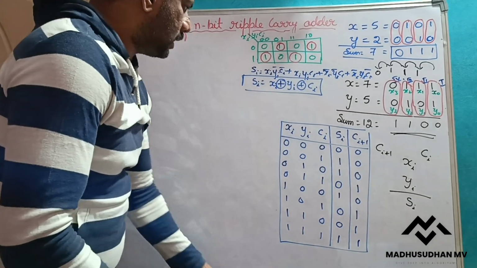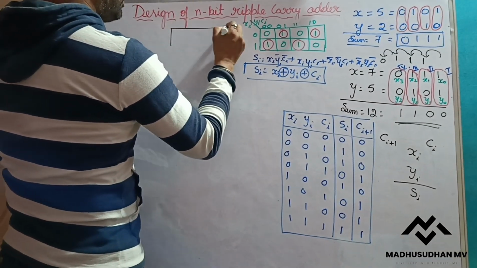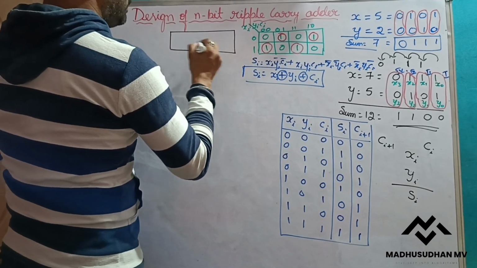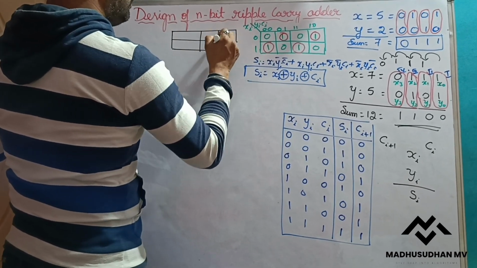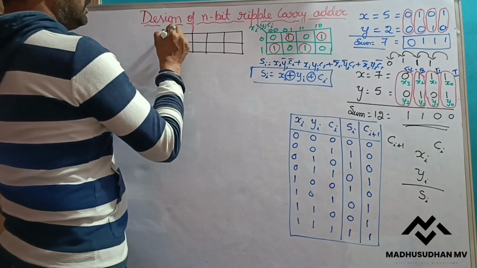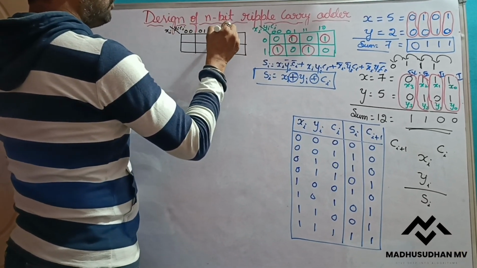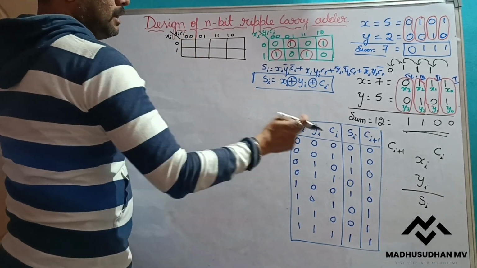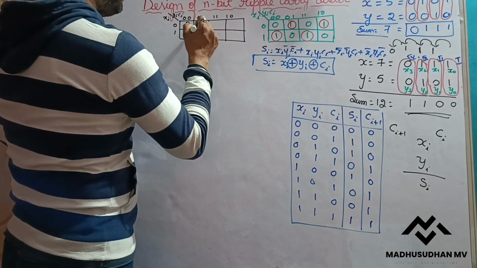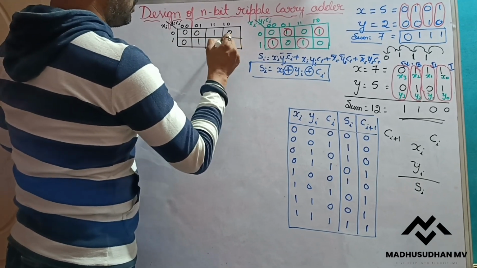Similarly, let us take the equation for carry. I am going to write one more K-map for the carry. Again I am using 4 by 4; you can use 2 by 4 or 4 by 2 also. Xi, Yi, Ci: 0 0, 0 1, 1 1, 1 0, and 0, 1. So this is 0 0 1 0 0 1, then 0 1 1 0 1 1 1.